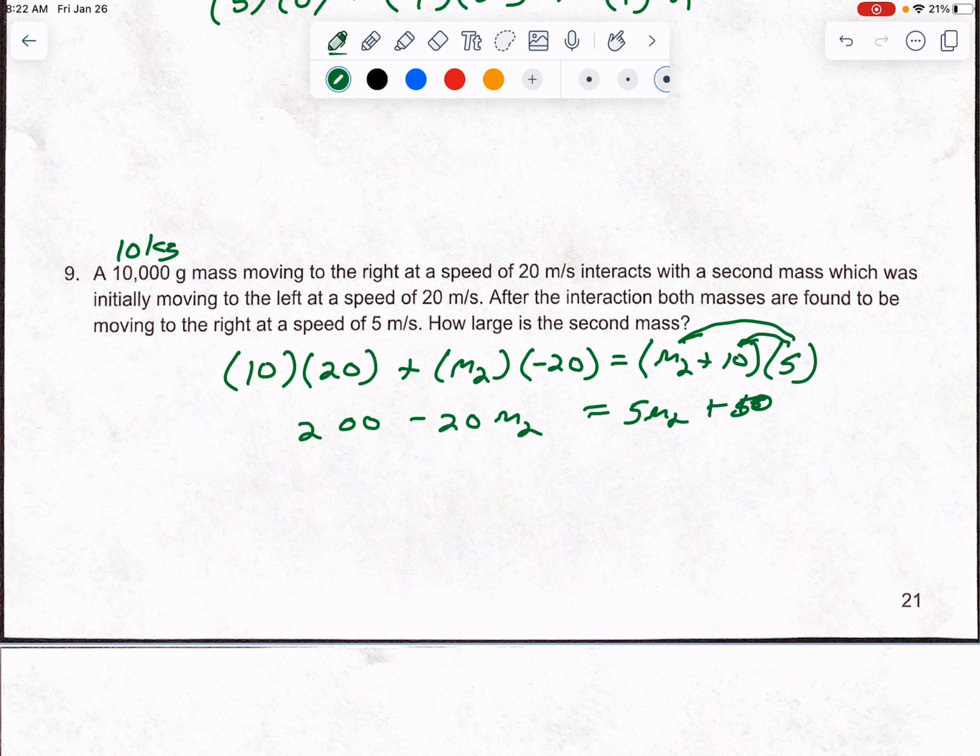Now what I'm doing is I want to get the M2s together. So I'd move this negative 20 M2 over to the right. That becomes 25 M2. And then I would subtract 50 from both sides. That becomes 150. So 150 equals 25 M2. Divide both sides by 25, and you get a mass of 6 kilograms. And that'll end that one.